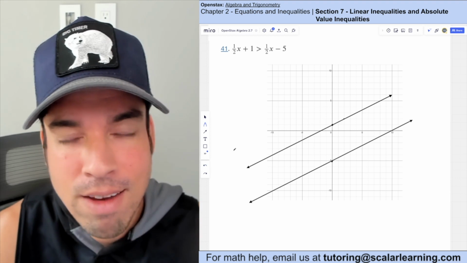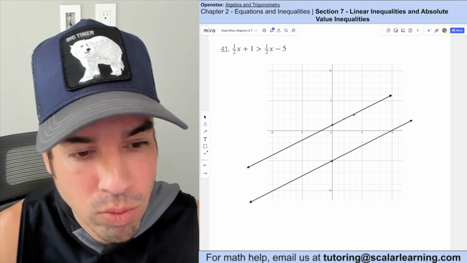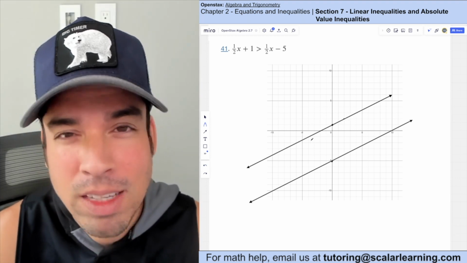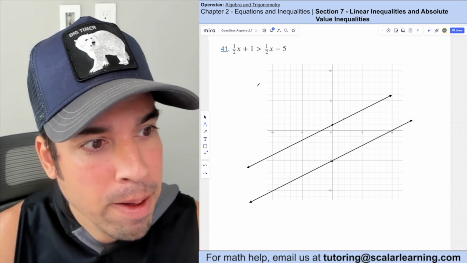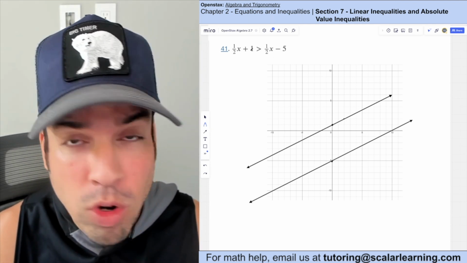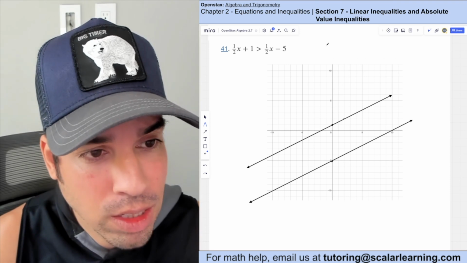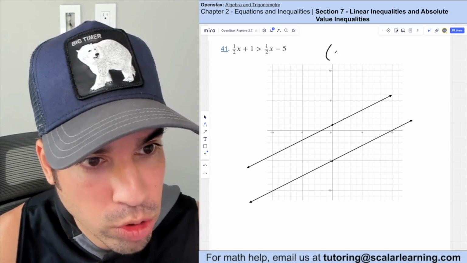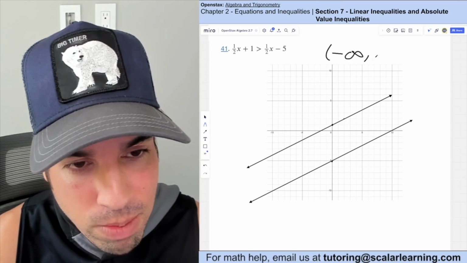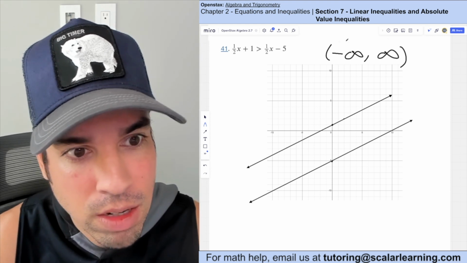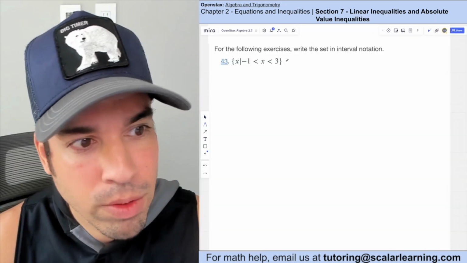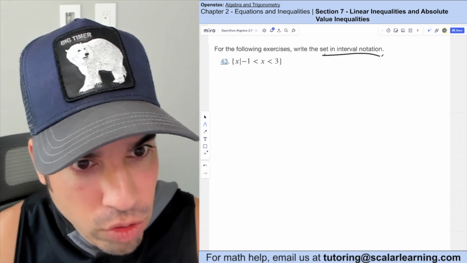We're trying to figure out when this one is going to be greater than this one. Well, since they never intersect, and it seems to be above it right here where we're looking at it right now, it's always going to be above it, which means this is going to work for all values of x, meaning the solutions are all real numbers, which you can represent in interval notation as everything from -infinity to infinity, boom, done.